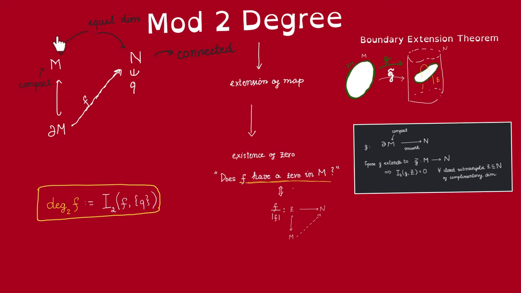Let's fix our setup as before, where M and N are manifolds of the same dimension, M is compact and N is connected, so that we do indeed have the notion of mod 2 degree. Now let's suppose that we have a map F from the boundary of M to N. Then the boundary extension theorem says that if we could extend this map to a smooth map here from the whole of M to N, then the degree mod 2 of F must be 0.